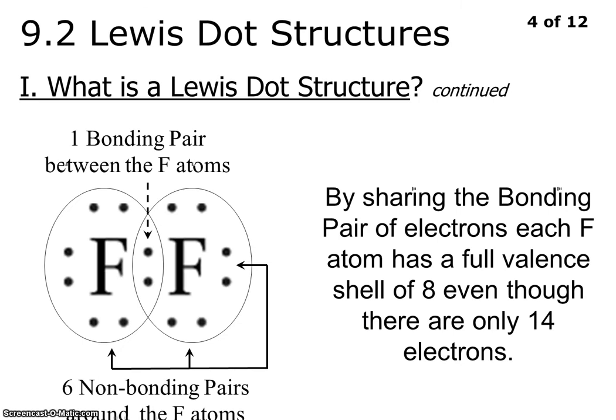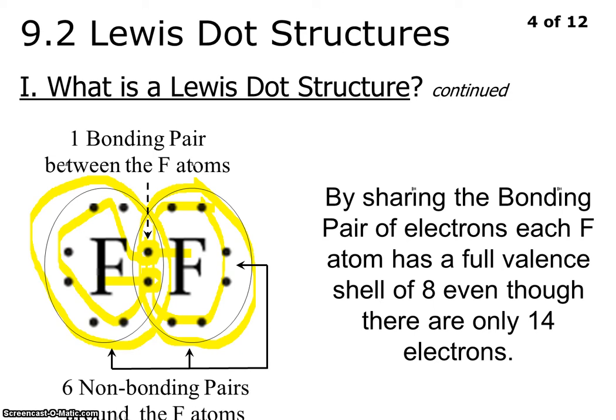By sharing the bonding pair of electrons, each of the fluorines now thinks it has a full outer shell of 8. If we look at how each of these atoms has its valence shell overlap, one of these bonding electrons came from the fluorine on the right, and the other one came from the fluorine on the left, but their valence shells overlap, so each of them counts both of the electrons as being part of itself. So the fluorine on the right has 8 valence electrons, and by counting those 2 electrons again, the fluorine on the left thinks it has 8. Both atoms feel that they have a full outer shell, even though only 14 electrons are being used.